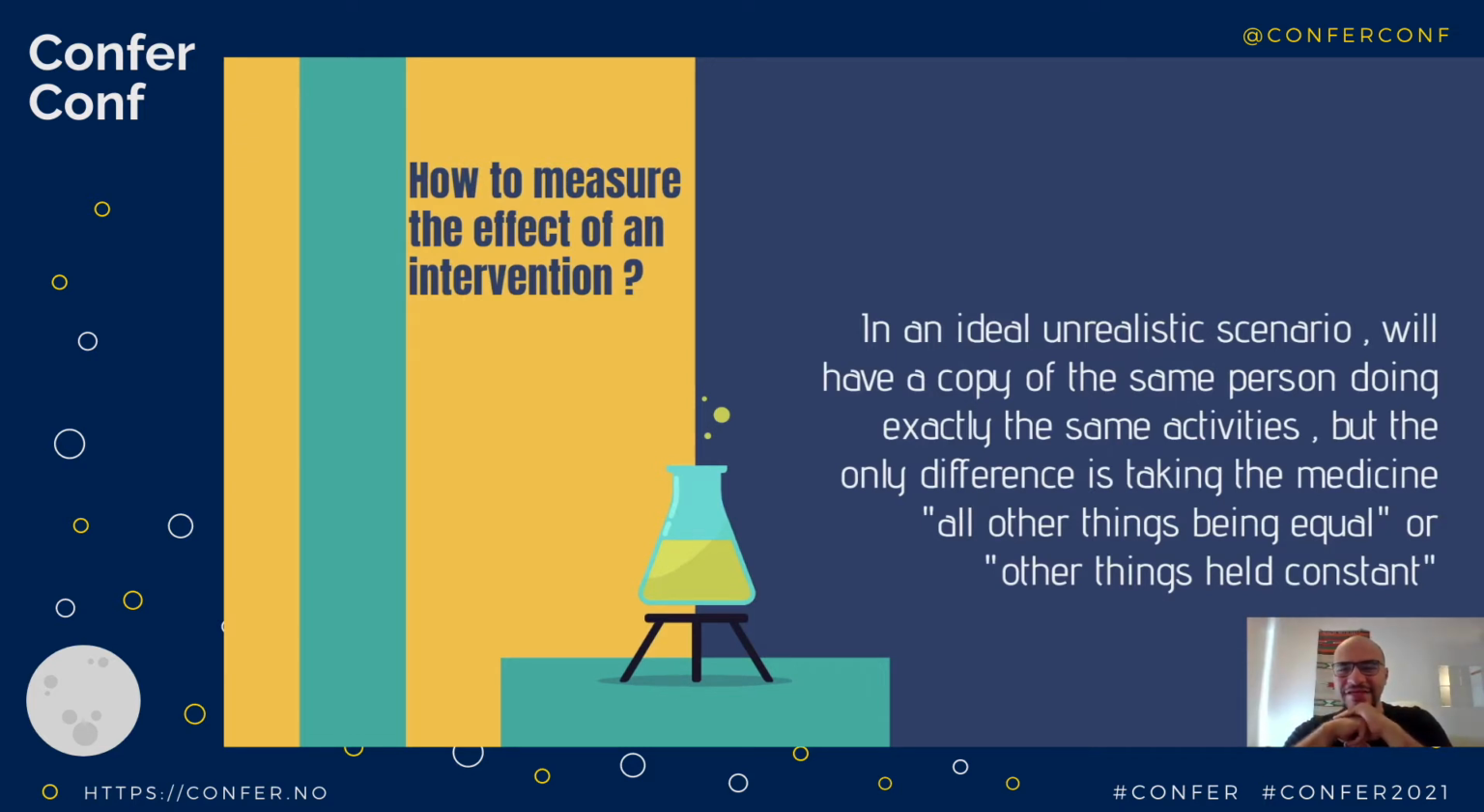In a very ideal, unrealistic scenario, we will have a copy of the same person doing exactly the same activities, but the original person takes the treatment or the medicine, and the copy, which does all the same activities, will not take the medicine. And then we try to measure the effect after 2 days. And by that we apply the principle that all other things are equal, except taking the medicine.